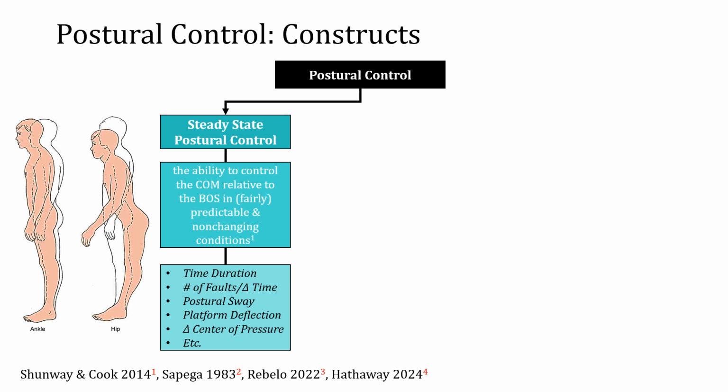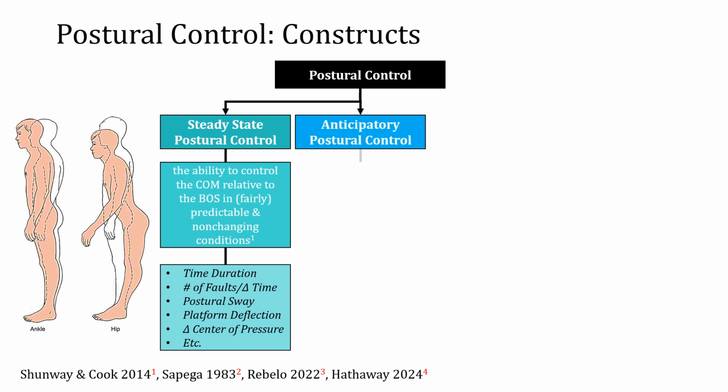A fault can otherwise be defined comparable to that of the balance error scoring system, where you have a foot touchdown, someone's trunk deviates greater than X amount of degrees, knee varus or valgus, so on and so forth. Performing platform deflections if you're on a stabilometer, and/or the change in center of pressure metrics, which we will talk through, and there's others as well.